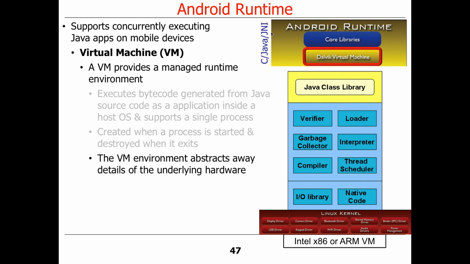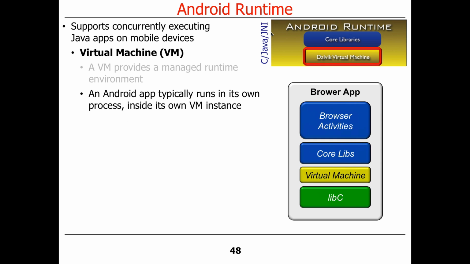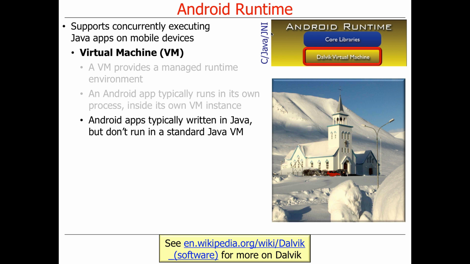The virtual machine environment abstracts away a lot of the details of the underlying hardware, so you don't have to know or care that you're running on one processor or chipset or another. Android applications typically run in their own process inside their own VM instance. So if you're the Android browser application, for example, then your browser is going to run on top of a bunch of other things that are, out of the box, part of the Android environment.